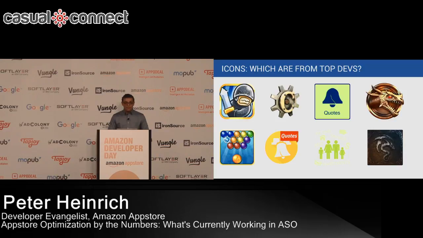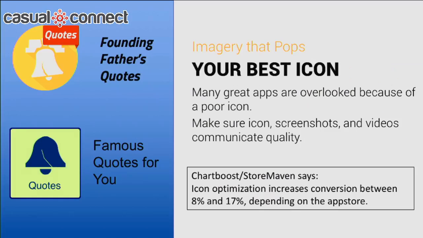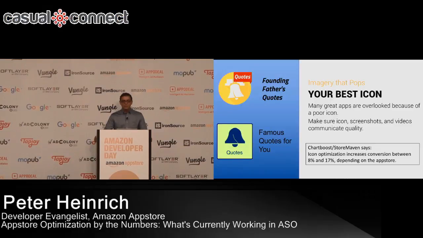So these actually refer to the exact same code, but obviously one shows a bit rough, while the other one looks like an actual graphic artist may have pitched in on the design. I think you can guess which one that was. But these 2 icons convey substantially different levels of quality, right? So again, Chartboost has some great stats on this. Depending on the store you're in, icon optimization leads to between 8 and 17% increase in conversion. So a lot of great apps are completely overlooked simply because their icon is not that great.